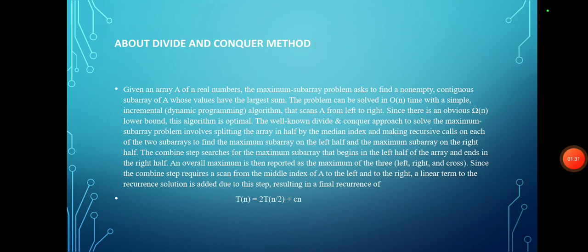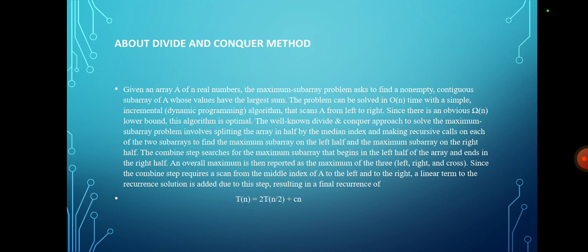In the divide and conquer method, given an array A of n real numbers, the maximum subarray problem asks to find a non-empty contiguous subarray of A whose values have the largest sum. The problem can be solved in O(n) time with a simple incremental dynamic programming algorithm that scans A from left to right. Since there is an obvious lower bound, this algorithm is optimal.